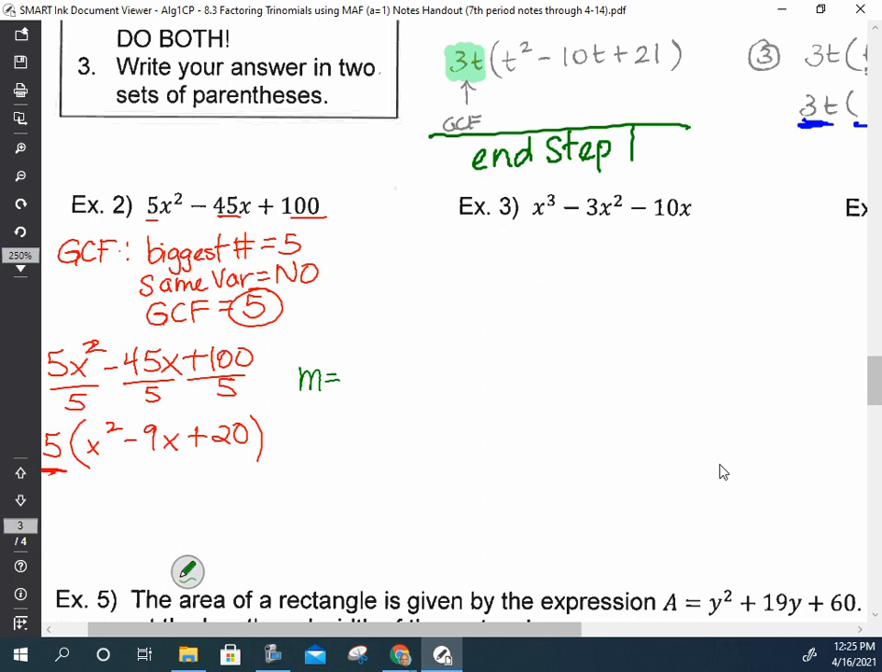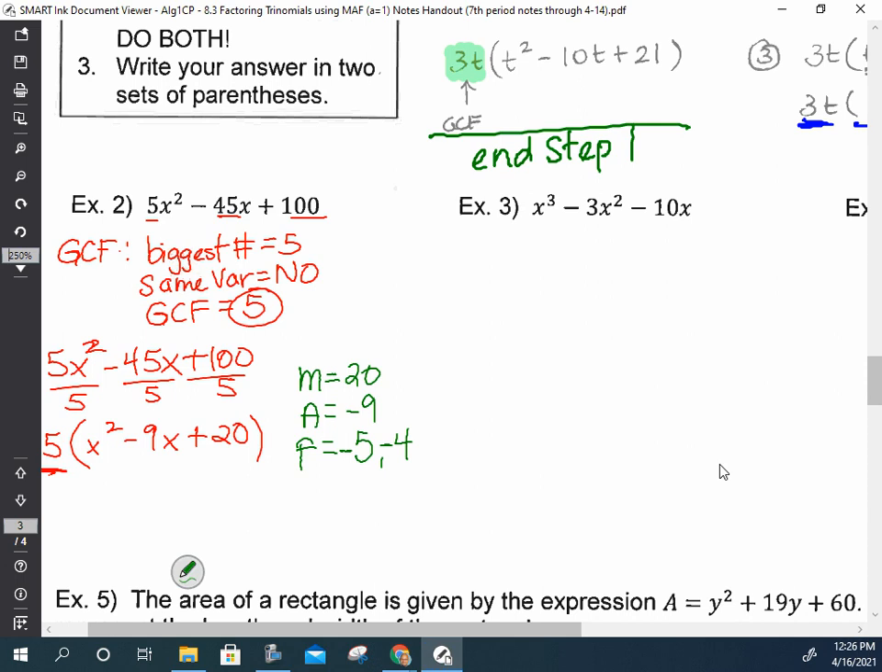What's the m? M is 20. What's the a? Negative 9. So we need two numbers that multiply to 20 and add to negative 9. I know Willie got it. Anyone else got it? Good. Yeah, 5 and 4? So I like 5 and 4. Negative 5 and negative 4.